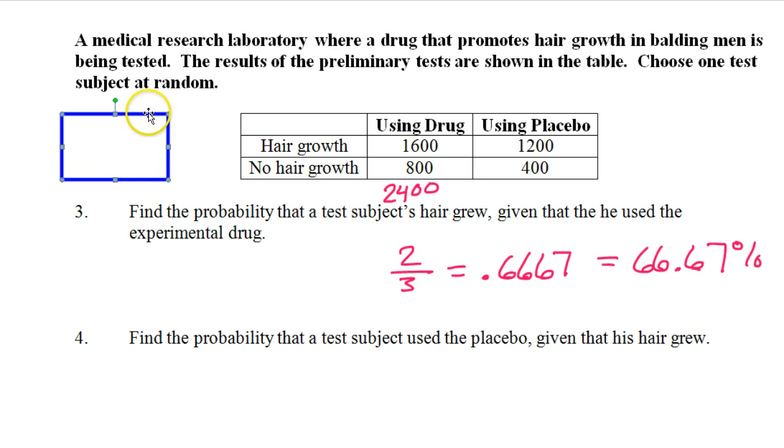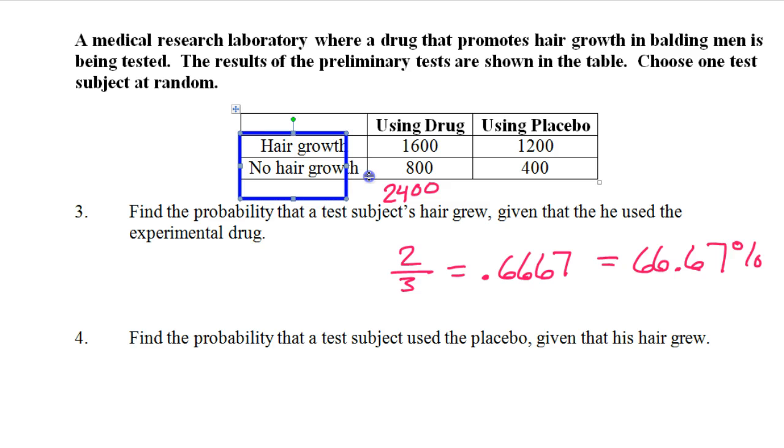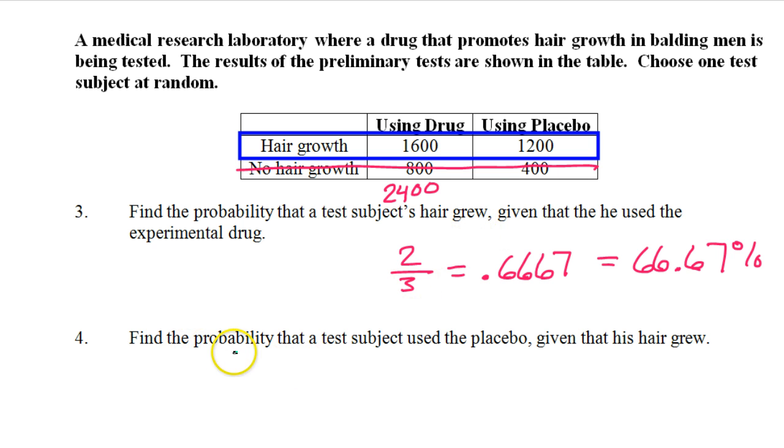Alright, look at what we're given. We're given that hair grew, so let's just focus in on that part of the chart. Given that his hair grew, hair growth is this part of the chart. We will therefore cross out this part of the chart, because that's not part of our universe anymore. So now, what are they asking us for again? The probability that the test subject used the placebo, the fake drug that doesn't do anything. So that's our target, is placebo. So here's the placebo number right there.